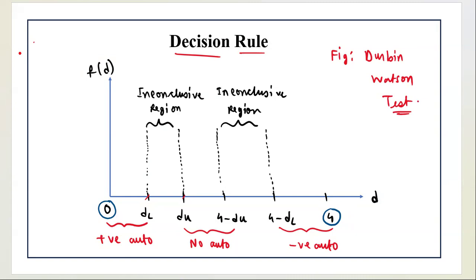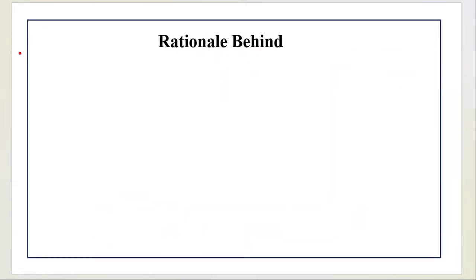But as of now, please understand, if the computed value of these statistic lies between 0 to DL, that is the lower bound, then we'll say that yes, positive autocorrelation is present. The closer the value is towards 0, the more positive autocorrelation is present in our model. If it lies between du to 4 minus du, there will be no autocorrelation. And from 4 minus dl to 4, there is negative autocorrelation present in our model, and there are two inconclusive regions. This is the first region and this is the second region where we cannot say anything. Right? I hope this much is absolutely fine. If you have any questions anywhere, you can let me know.